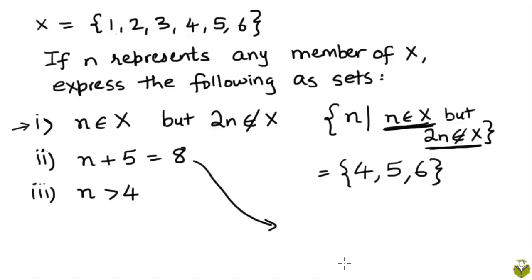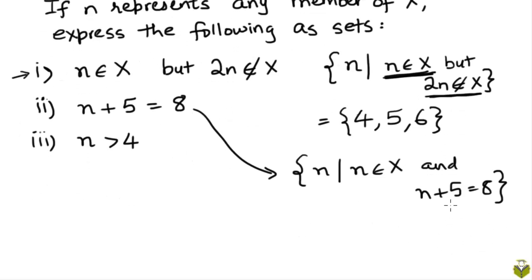Let's look at the second set now. The second set is the set of all elements n such that n belongs to X. That's given. n represents any member of X, and n plus 5 is equal to 8. Now the second property is the simpler one, so let's look at that first because it uniquely identifies n as the number 3, because if n plus 5 is 8, then n must be 3, it can't be any other number.